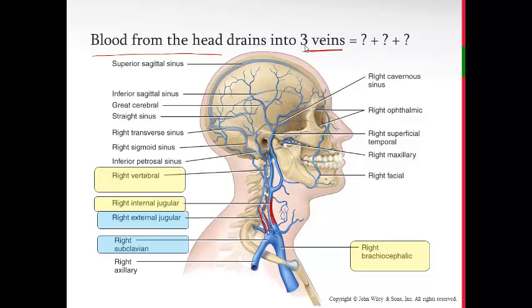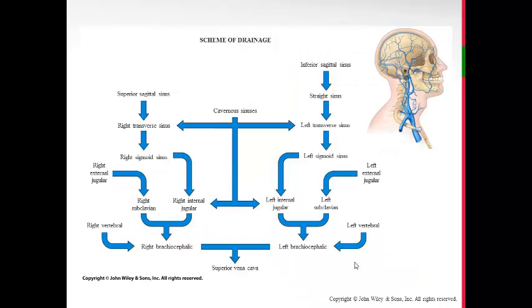So these three are going to help you drain the blood from the head and eventually back to what we call the right brachiocephalic vein. Now, unlike the artery, where we have only one brachiocephalic trunk, there are two in the veins. We have the right as well as the left brachiocephalic veins.